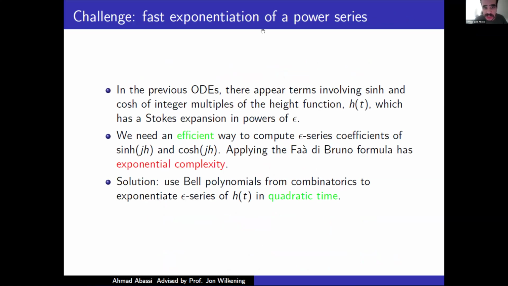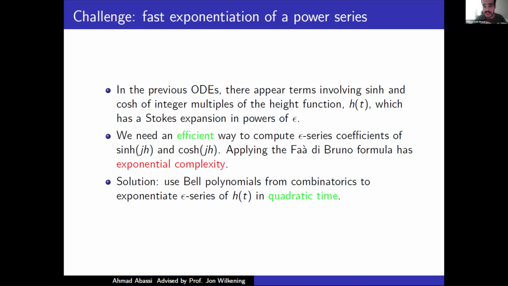Now, here's the key challenge that we encounter in this problem, and which only arises since we need to actually implement this on a parallel computer with limited resources. If we take a look at the previous equations, they do remind us a bit of their infinite depth counterparts. The only main difference is that we have cinches and coshes of integer multiples of the height function. Since these are basically linear combinations of exponentials of integer multiples of the height function, they also can be expanded as power series in epsilon. And since we need to figure out the differential equations that govern the Stokes coefficients, we need to find a reasonable way to compute the exponentiation of a formal power series, in this case, the exponentiation of integers times h.